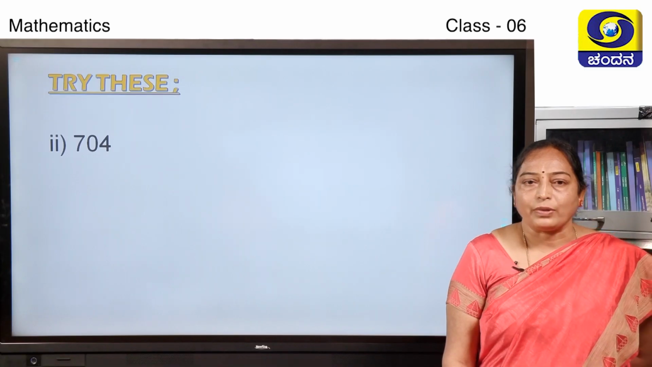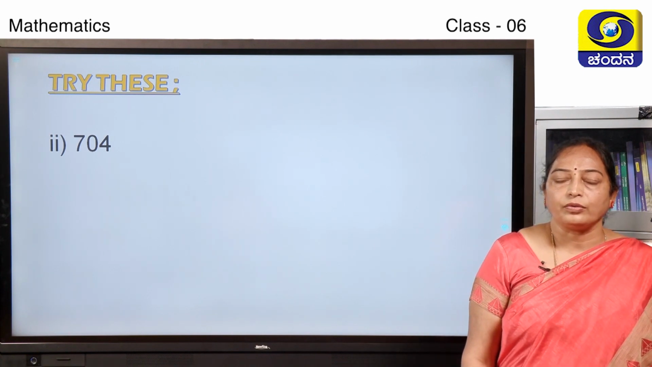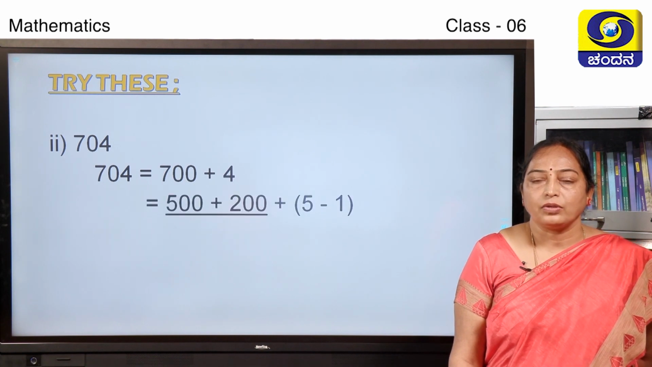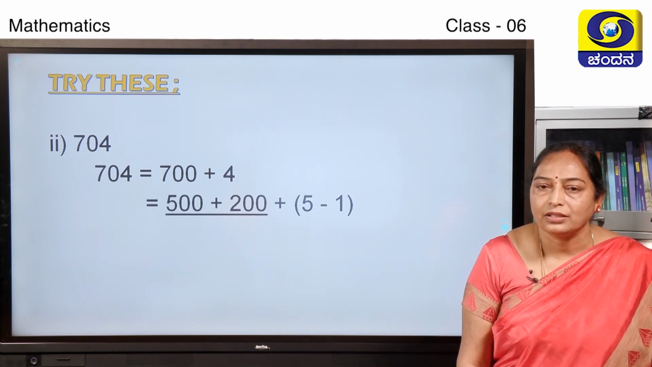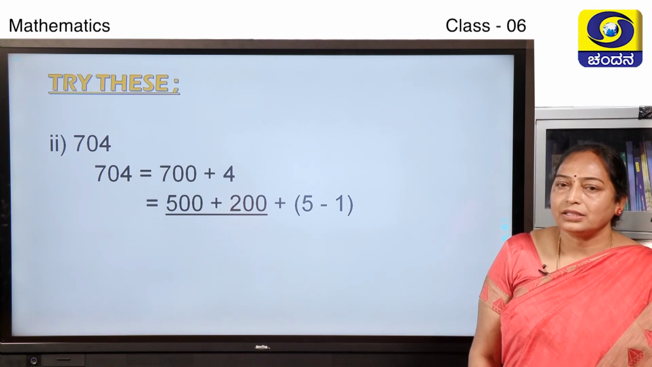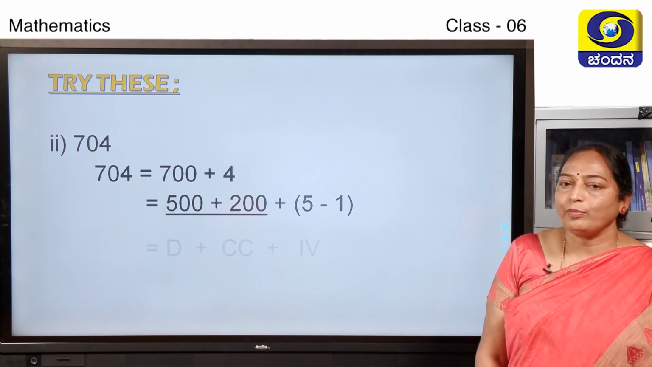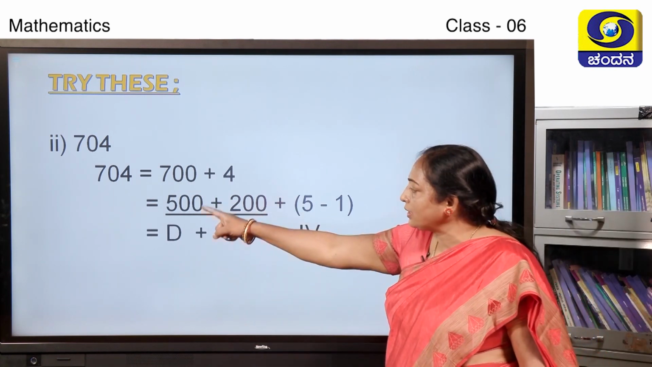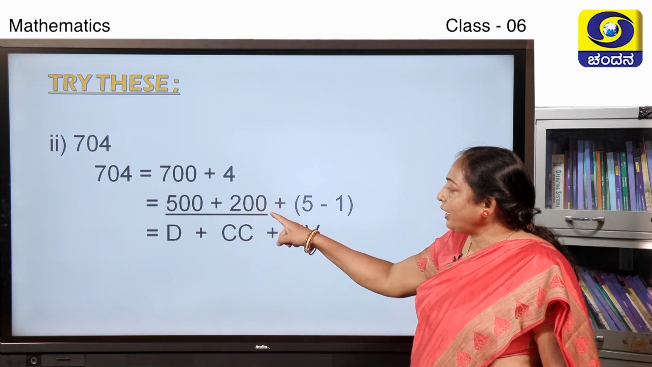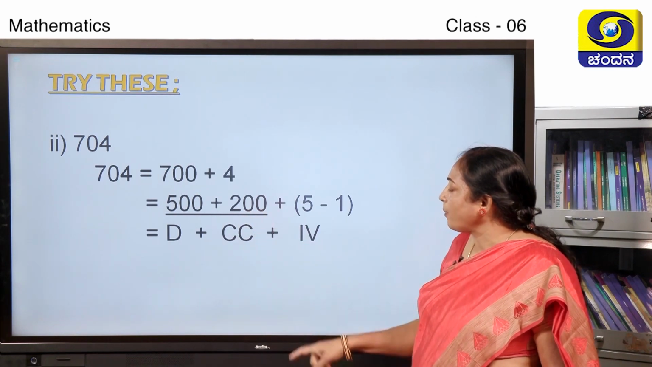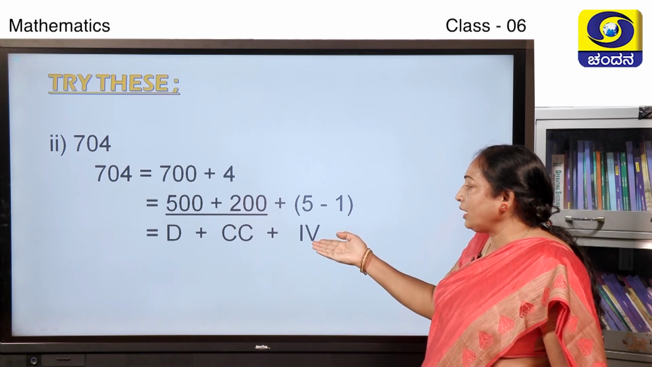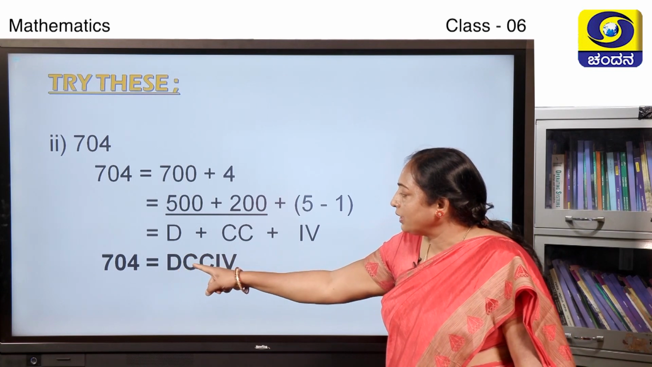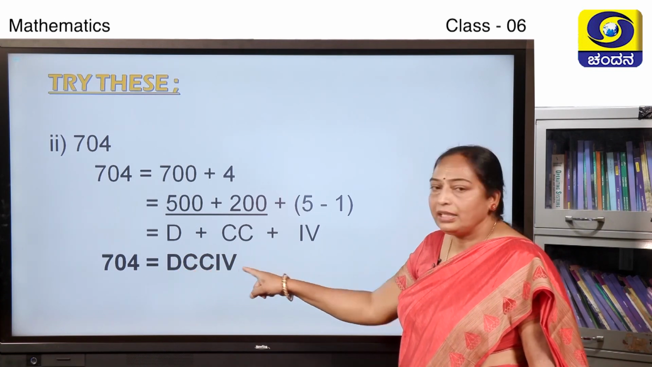Now, one more example, 704. 704 is equal to 700 plus 4. How do we write 700? 500 plus 200. The symbol for 500 in Roman numerals is D. For 200 we can write double C. 4 is 5 minus 1, which we already knew is IV. That is why 704 is DCCIV.